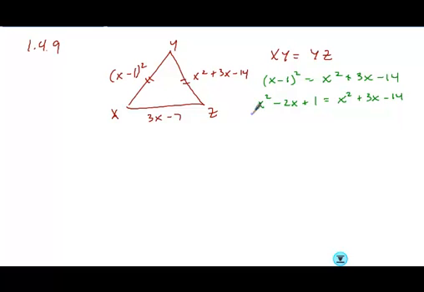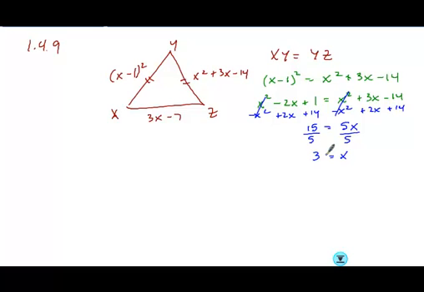What we can now do is just subtract an x squared from both sides, so those cancel completely. Let's move all the x's to the positive side, so add 2x to both sides and add 14 to both sides. So we get 15 is equal to 5x. Divide both sides by 5 to isolate our x completely. We get x is equal to 3.